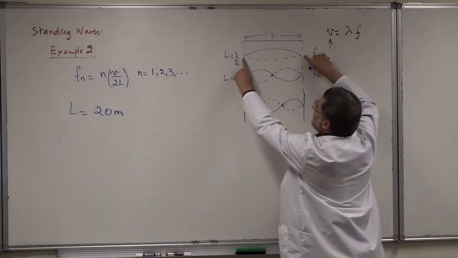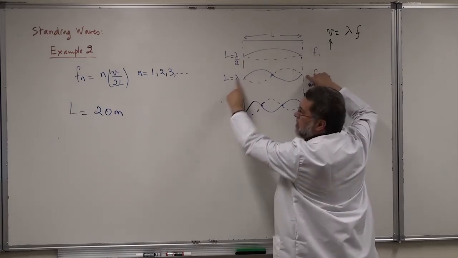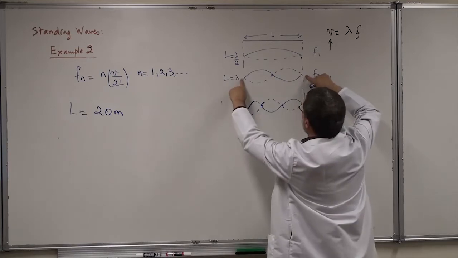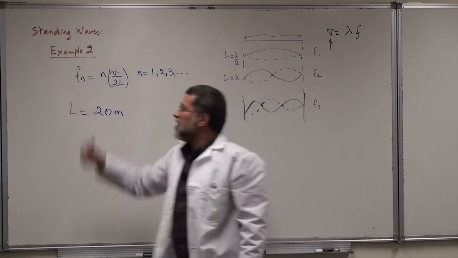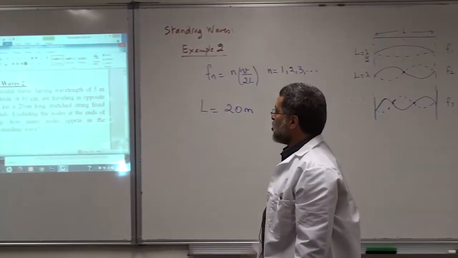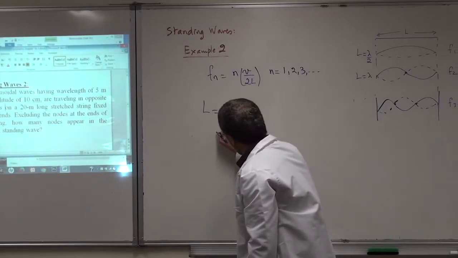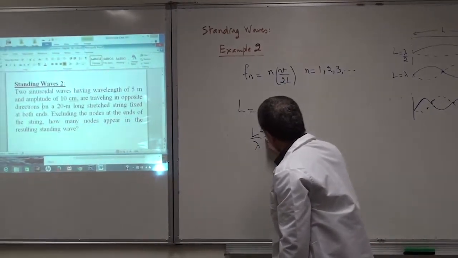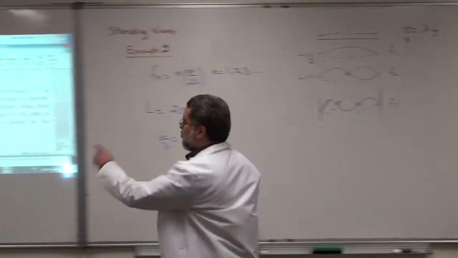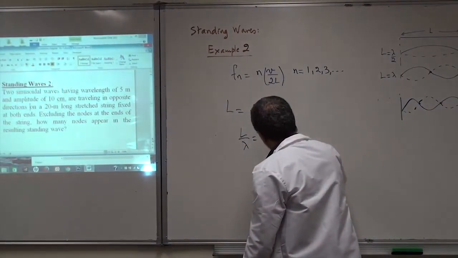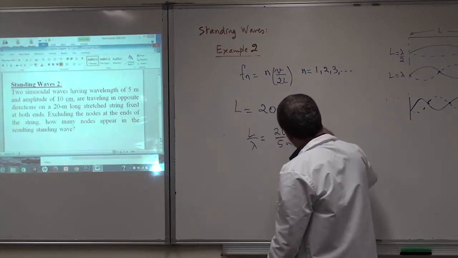If I exclude the ends, here I have no nodes. Here I have only one node. I exclude the ends, okay? So he wants to exclude the 2 ends. So he's looking for the number of nodes for this special case. The wavelength is 5 meters. So if I divide the length by lambda, and I know lambda gives me one node, if I divide the length, which is 20 meters, by 5 meters, I get 4.